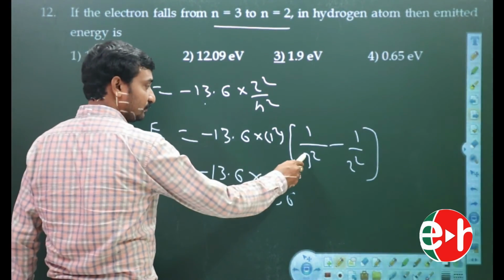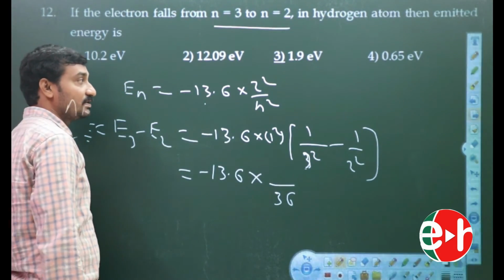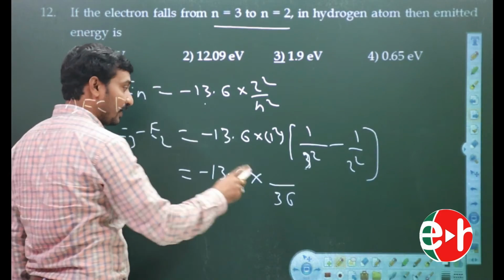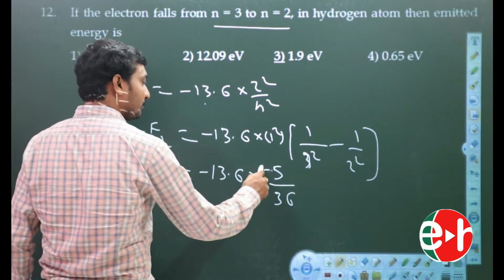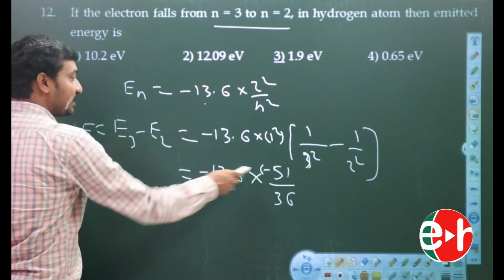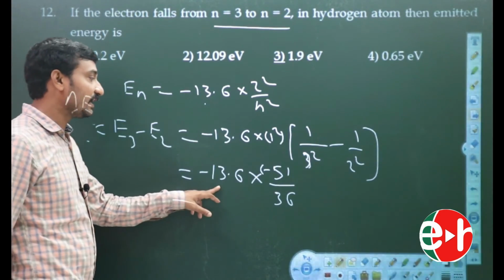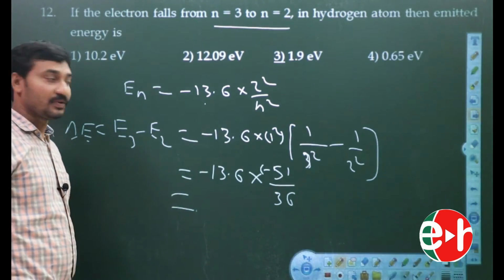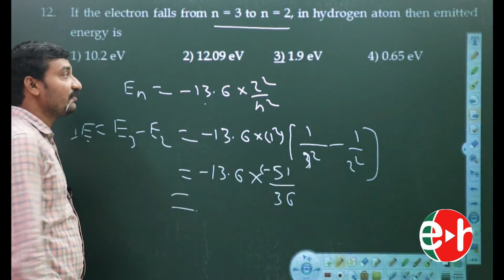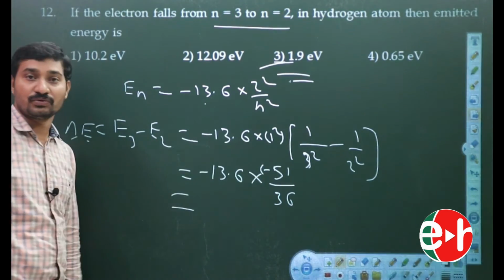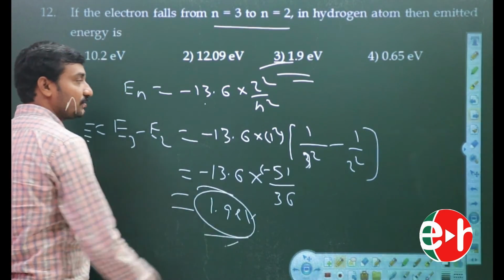Now 9 4s are 36, 4 9s are 36, then 5, minus 5, minus into minus plus. If you calculate this value, you will get minus 13.6 into 5 by 36. If you calculate this value, finally you will get 1.9 electron volts. Okay, this value is equal to 1.9 electron volts.